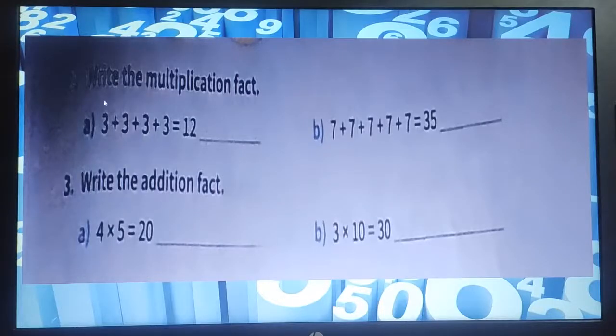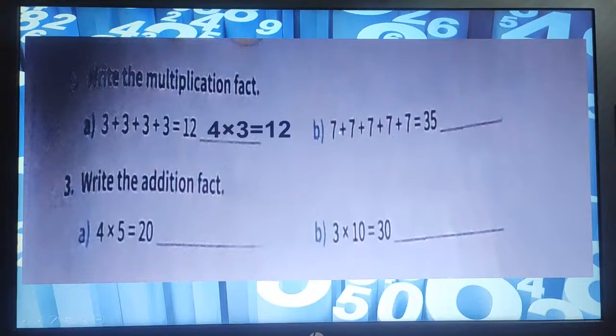Now in the second one, write the multiplication factor. See, you can see here the addition factor is given. You have to write the multiplication factor of it. What is given here? 3 plus 3 plus 3 plus 3. 3 is added 4 times, so the answer is 12. So now how will we write the multiplication factor? 4 into 3, that is equal to 12.